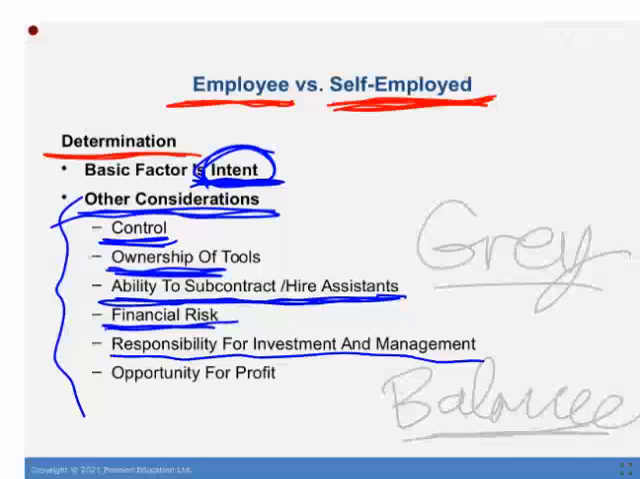Responsibility for investment and management. So if you're an employee, usually, and there's always exceptions, usually you're not investing in the business. You're not normally putting in capital into the business. So alternatively, if an individual has made an investment in a business, if they're active in managing the business, they would generally be considered a self-employed person.